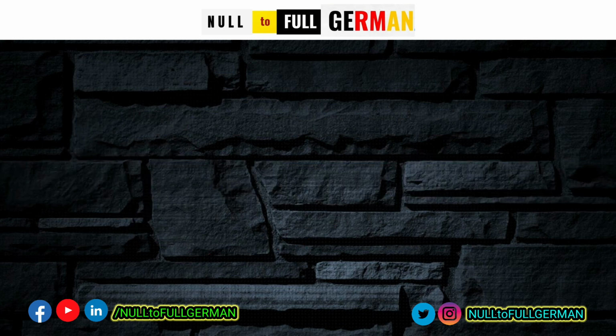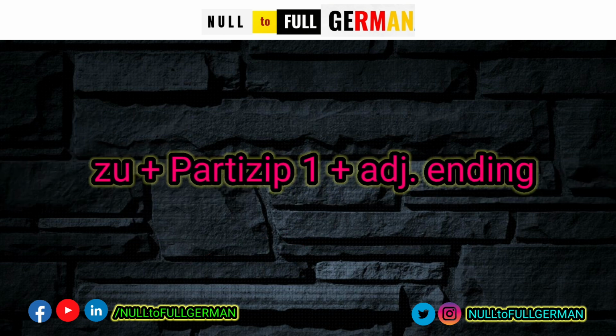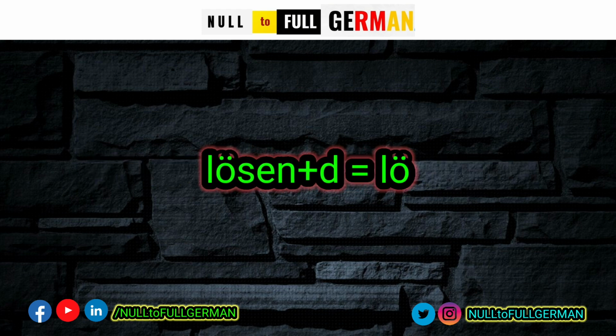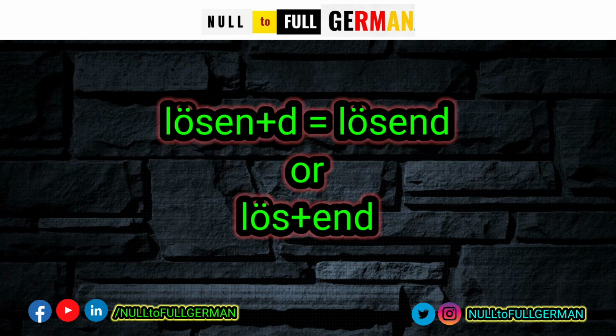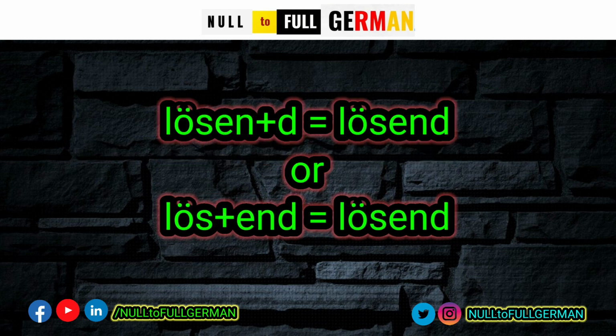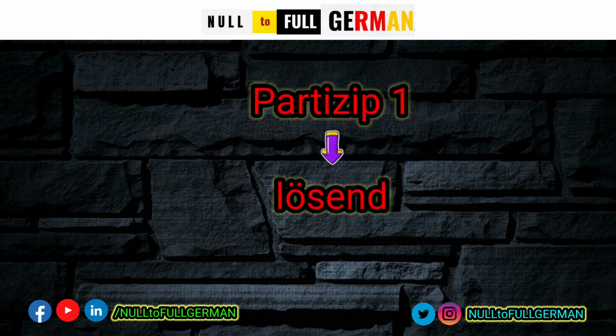And now let me tell you the basic structure of Modales Partizip, which is zu plus Partizip 1 plus adjective ending. And Partizip 1 we frame by adding d to the infinitive form of the verb, or by adding end to the stem of the verb. Both are the same anyway. Here, the verb used is lösen. Partizip 1 of the same will be lösend with d in the end, and before lösend we have to use zu as part of the basic structure.